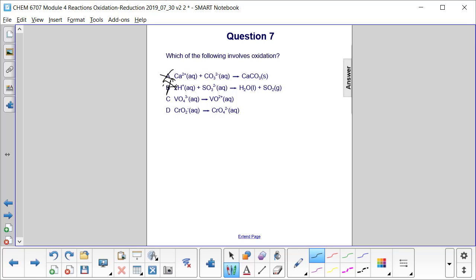Okay, it's an acid-base reaction. Now these last two, let's take a closer look. So just as a note, this was a precipitation reaction. This was an acid-base reaction. Now let's take a look at this next one.